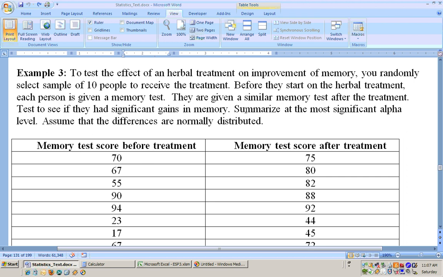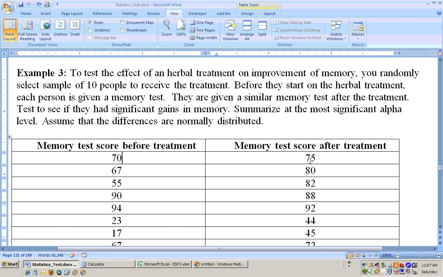And also, we're checking to see if they had gains in memory. So if we're checking to see if we had gains in memory, we expect this number here to be higher than this score here. So the after is higher than the before. So when you go before minus after, 70 minus 75, you get a negative number.